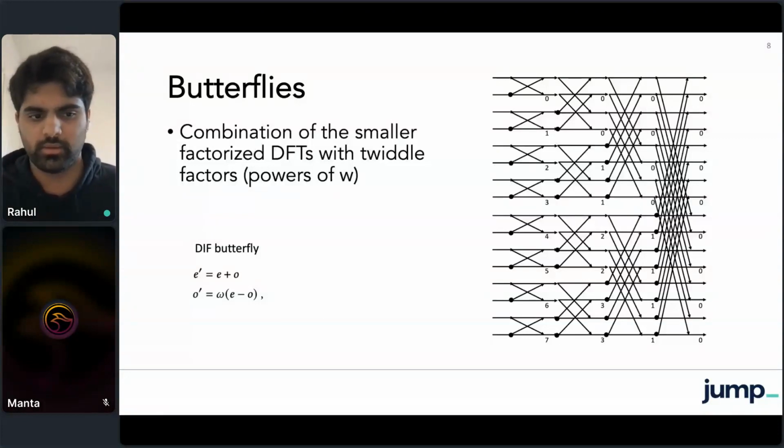And so you can see an example of a DIF butterfly here with the mathematical notation. If you take the left input and the right input and you add them together, you get the left output. And then if you subtract the two inputs and multiply by a twiddle factor, you get the right output, which are basically the odd indices.